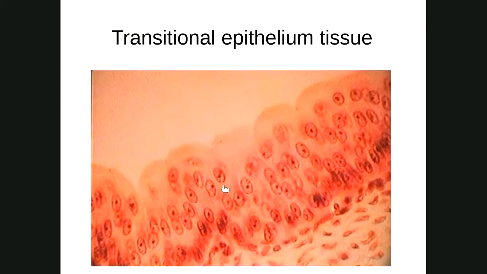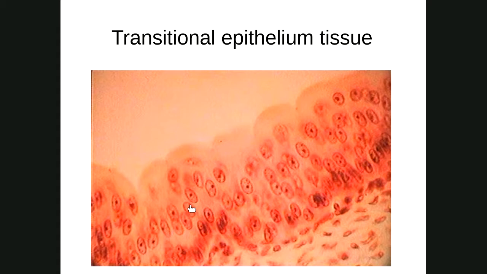All right, here's transitional epithelium. This is an example of an empty bladder. You can see the apical surface is nice and rounded. It's not flattened, but there's some great examples. Here's a great example of a binucleated cell right here. You can see the owl eyes here.